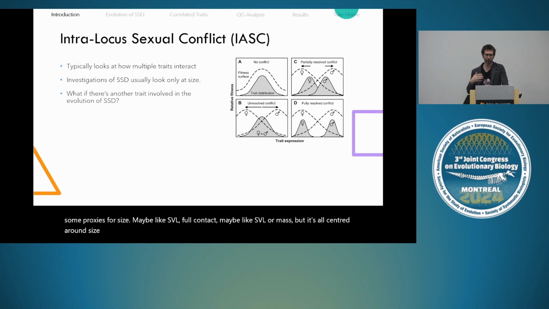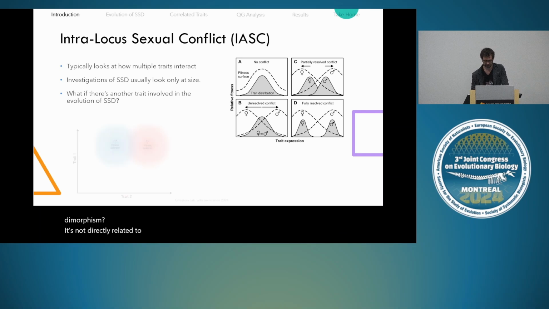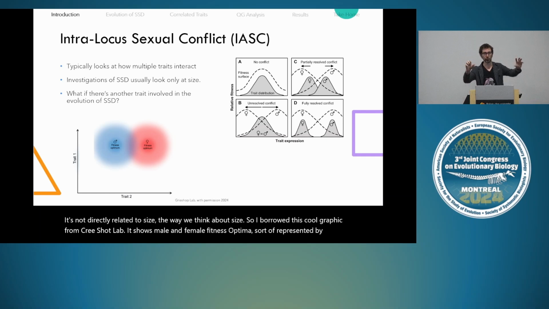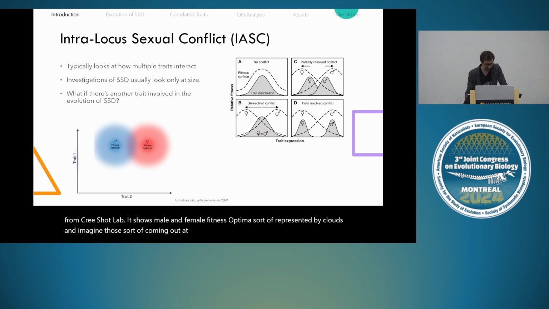So what if there's another trait involved in the evolution of sexual size dimorphism? Something that's not directly related to size the way we think about size. So I borrowed this cool graphic from Chippindale's lab that shows male and female fitness optima, sort of represented by clouds, and imagine those sort of coming out at you as little mountains in the sky.